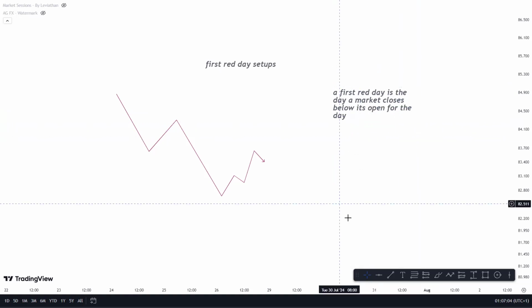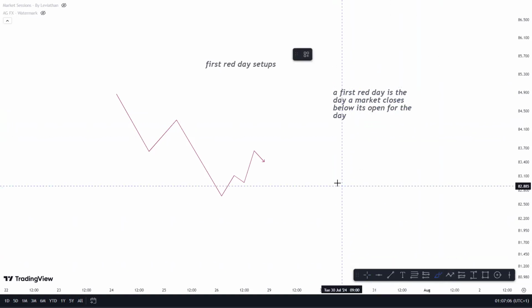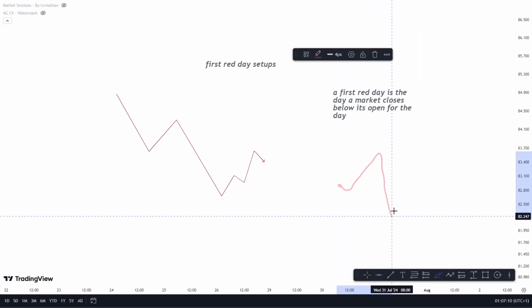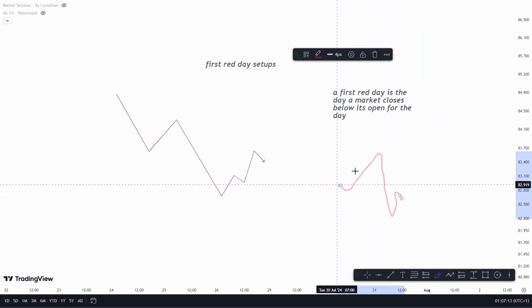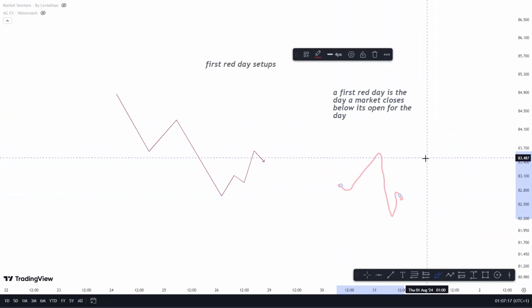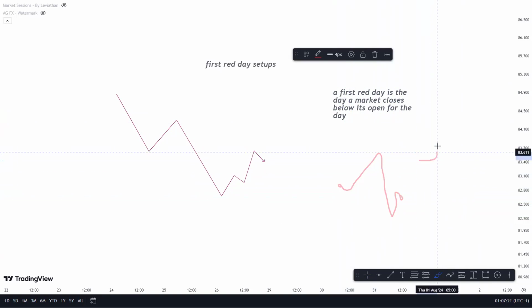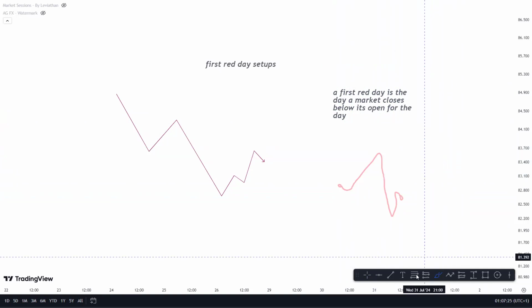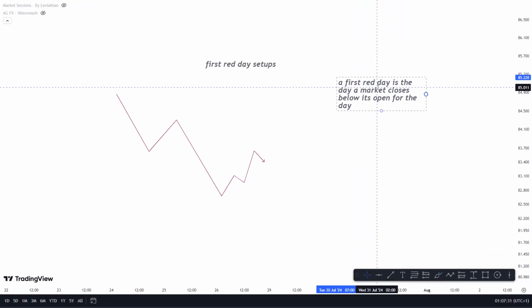You get what I mean? Let's say the market opens here, does everything it's doing, comes there, and then it closes around here. This is a first red day. It's like candles, you know. A bearish candle, a red candle, is what? A candle that closes below the open. So the same thing for days. Do you understand? That is the first red day. The first red day is the first day where the market closes below its open.